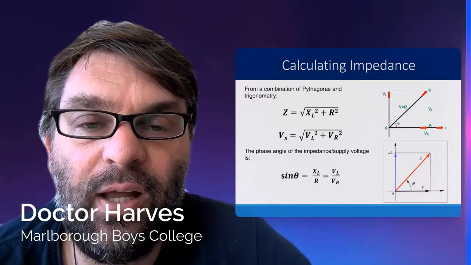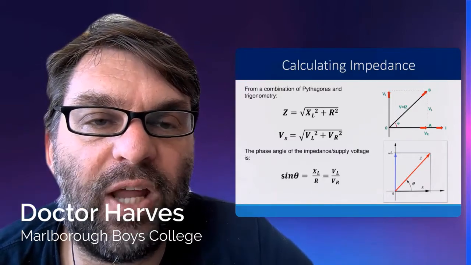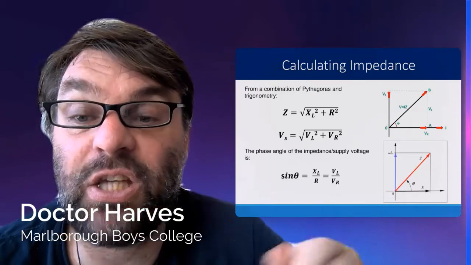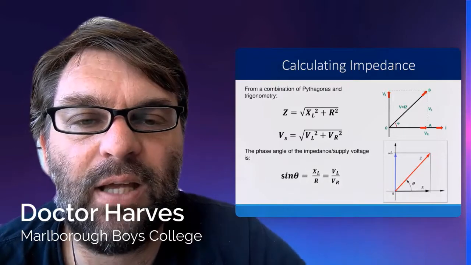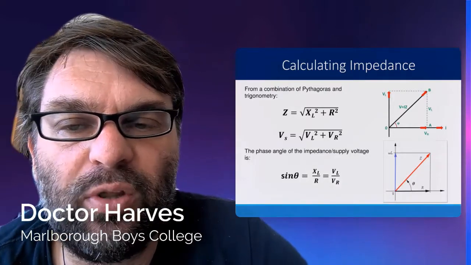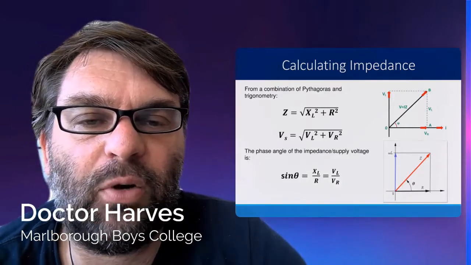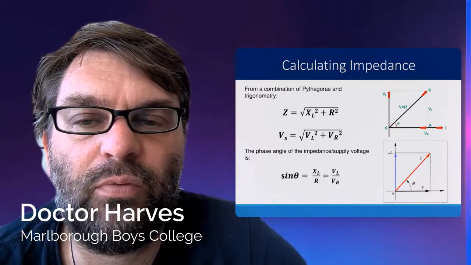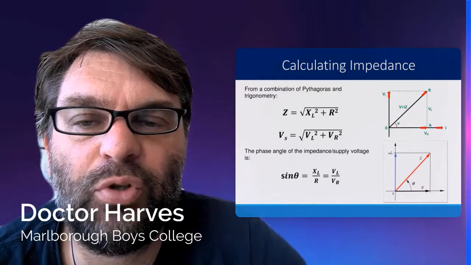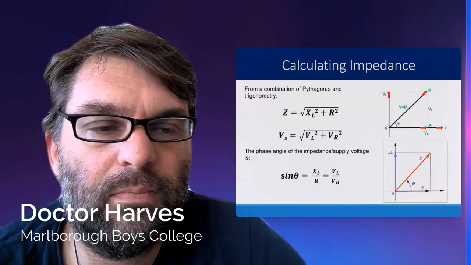And the phase angle for the impedance and supply voltage now for an inductor is going to be sine theta, due to the change in direction of the phase, which is equal to the reactance of the inductor divided by the resistance, or the voltage across the inductor divided by the resulting voltage across the resistance.